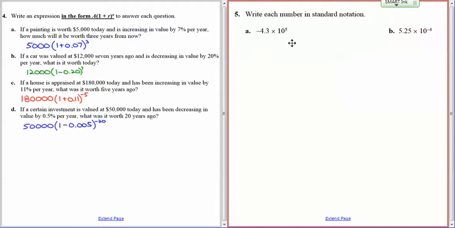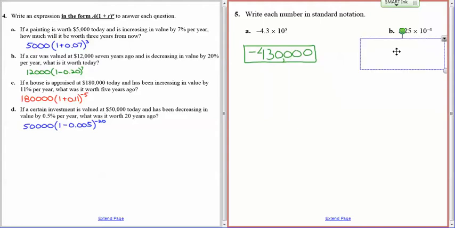Write each number in standard notation. So we got negative 4.3, and we're going to multiply that by 10 5 times. If you multiply it by 10 once, it would be negative 43. By 10 twice, it would be negative 430. By 10 3 times, it would be negative 4,300. There we go, after we multiply by 10 5 times.